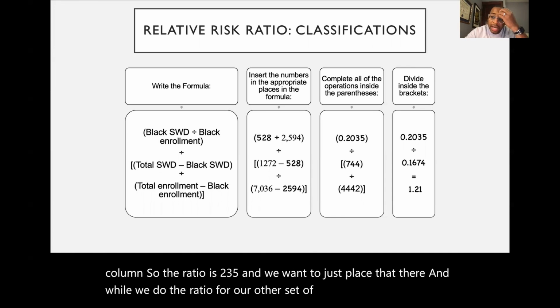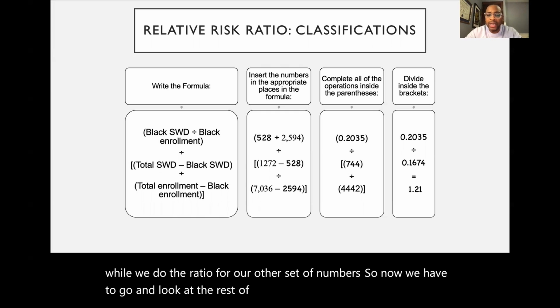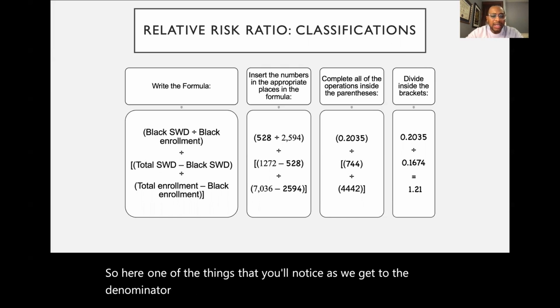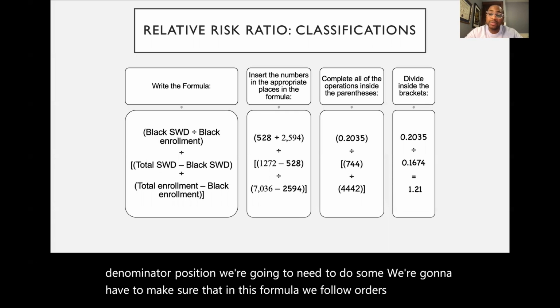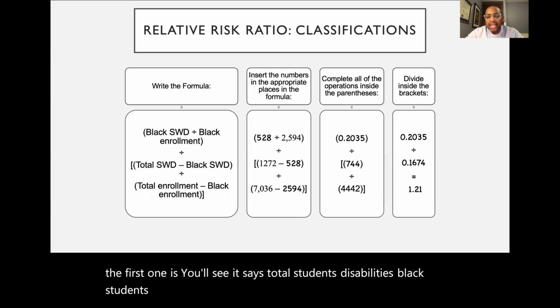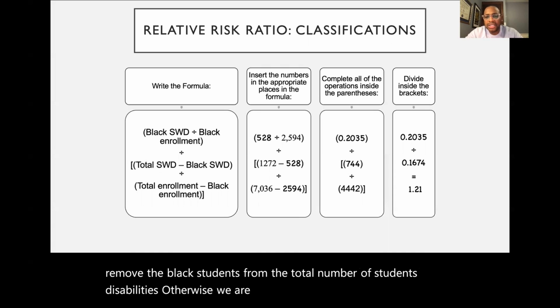We want to just place that there while we do the ratio for our other set of numbers. Now we have to look at the rest of the student population, everyone else except Black students. As we get to the denominator position, we have to make sure that in this formula we follow the order of operations. We have to do what's inside the parentheses first, and then we step outside of the parentheses. The first one says total students with disabilities minus Black students with disabilities, because we have to make sure we remove the Black students from the total number of students with disabilities. Otherwise, we are double dipping our numbers. So we take 1272, which is the total number of students with disabilities. We subtract 528, which is the Black students with disabilities. That leaves us with 744, which is the number you see in the third column.